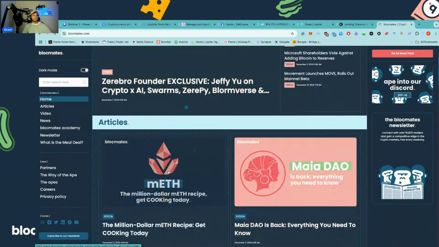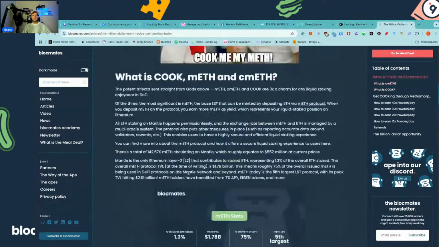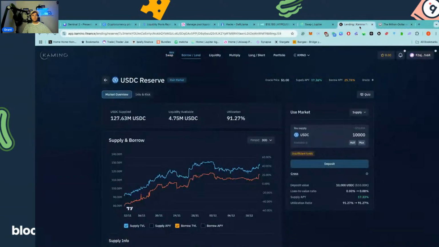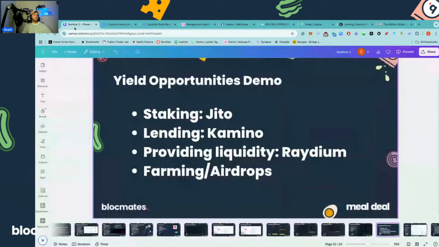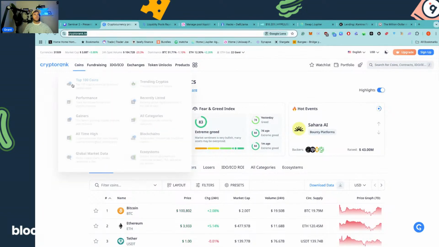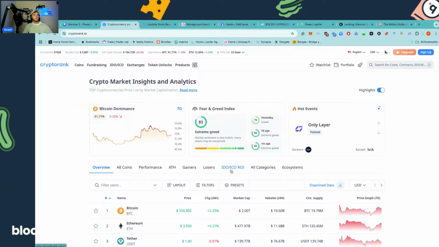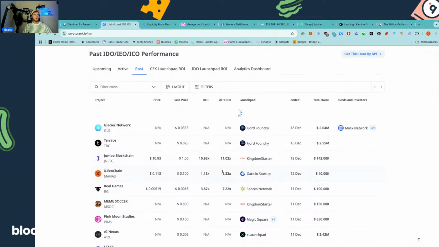We literally just launched an article on METH today, actually, quite timely. But yeah, liquid staking tokens are a really good passive way to earn yield on good underlying tokens. So, farming and airdrops, probably just use something like cryptorank.io to figure out which ones are going to be worth your while.